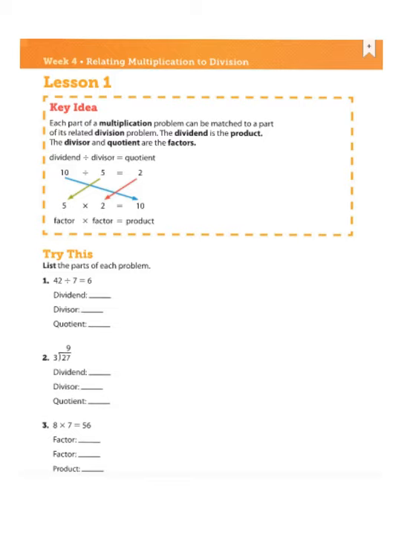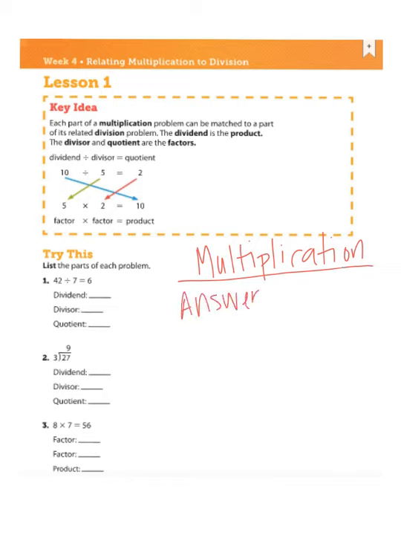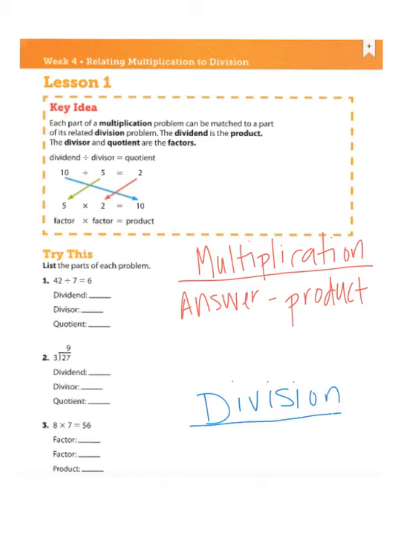So, the answer in a multiplication problem is called the product. The answer in a division problem is called the quotient. Okay, so those are two differences there.